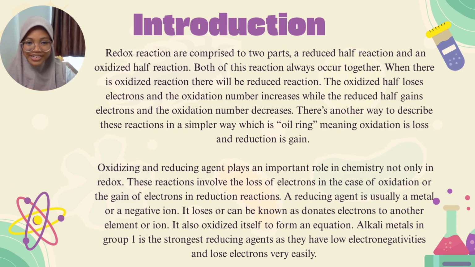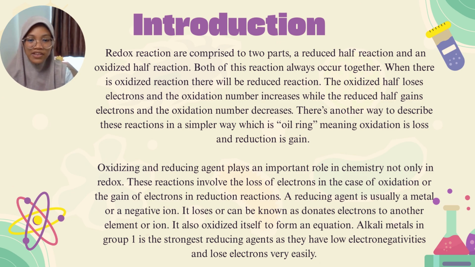Redox reactions are comprised of two parts, a reduced half reaction and an oxidized half reaction. Both of these reactions always occur together. When there is an oxidized reaction, there will be a reduced reaction. The oxidized half loses electrons and the oxidation number increases, while the reduced half gains electrons and the oxidation number decreases. There's another way to describe this reaction in a simpler way, which is OIL RIG, meaning oxidation is loss and reduction is gain.